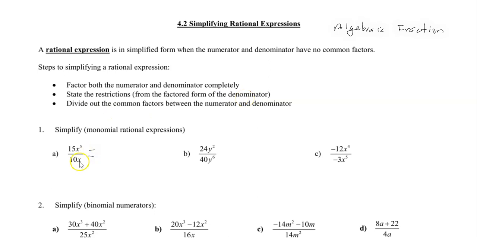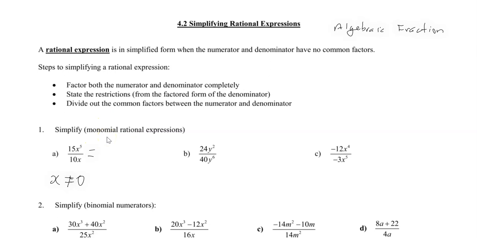Okay, so there's nothing to factor here, right? It's just 10x. So we can say x cannot equal 0. So whenever you see just a variable by itself, then that value of that variable cannot be 0. So, monomial rational expressions, monomial is a single term.